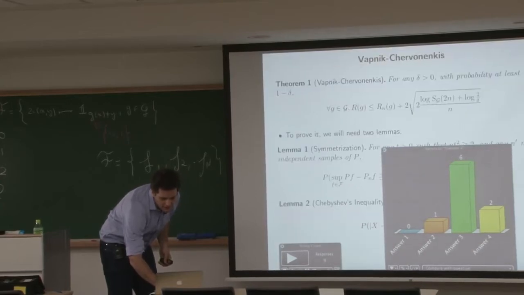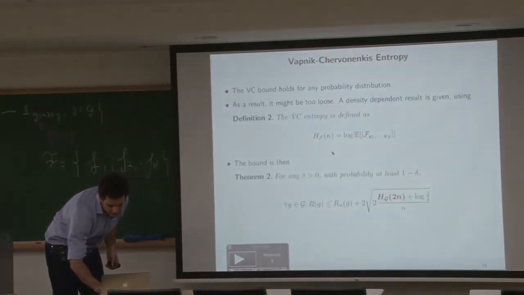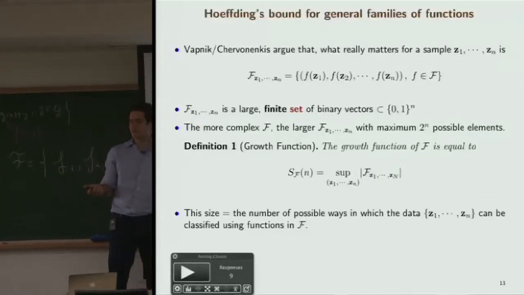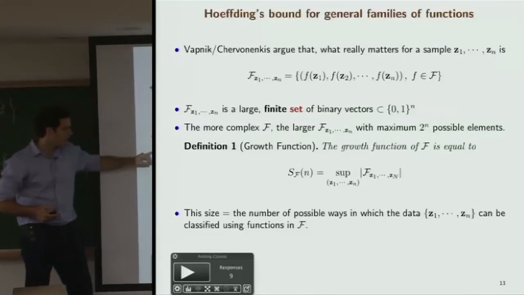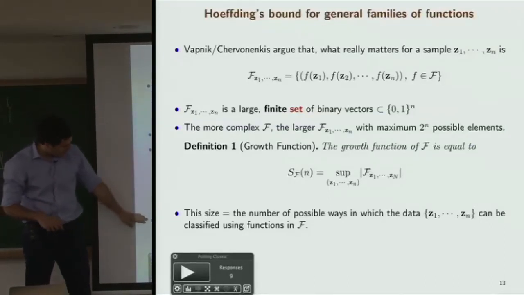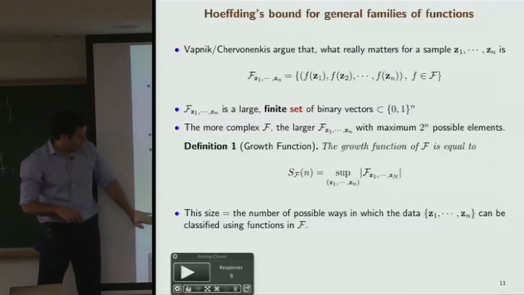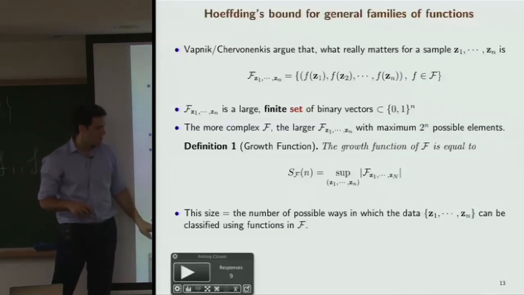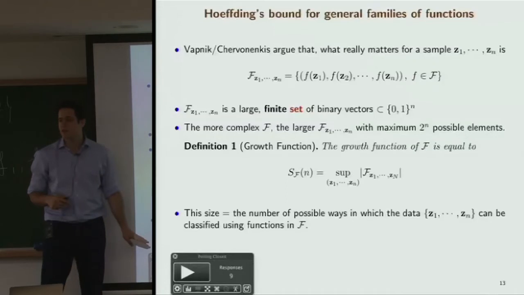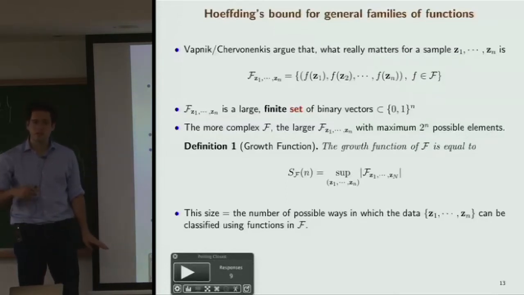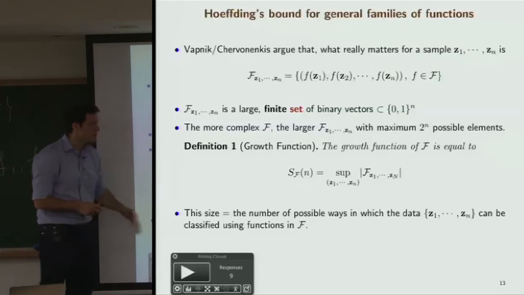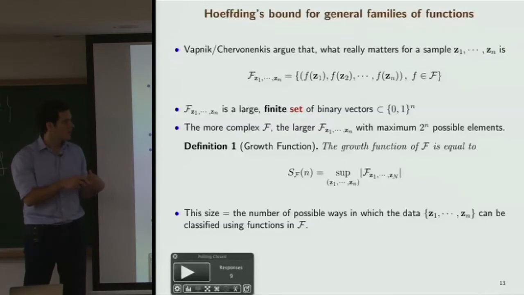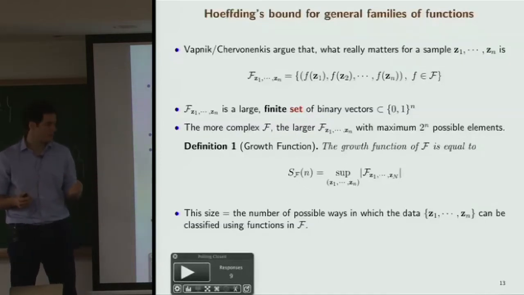So basically this quantity does not increase as fast as the number of functions. Okay? This quantity is basically, I should write it here. The size of this set is the number of possible ways in which the data z1, ..., zn can be classified using functions in F. There are different ways you can do that. And if you take all possible different classifications, then you will get this size, this number of vectors.